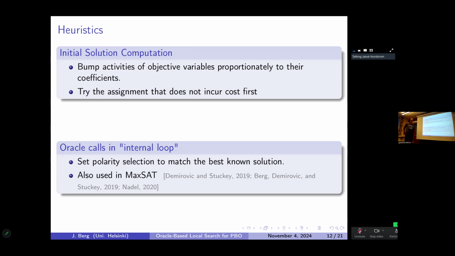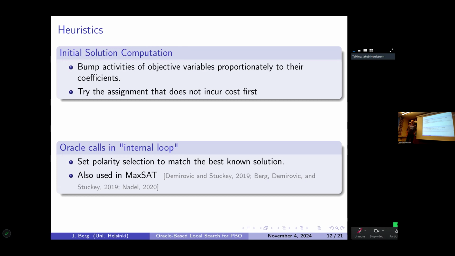So this is interesting. Let me just check, do I understand correctly? Like for objective variables, I don't care about the incumbent solution. I just want them to be false. In the internal loop, we fix. This is the difference between MaxSAT and PBO. In PBO, I think we have it in the paper. In the internal loop, we will fix every single variable, regardless. We don't care if it's an objective variable or not, to match the best solution.